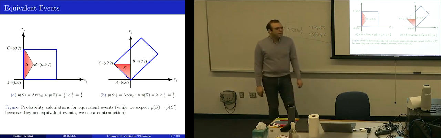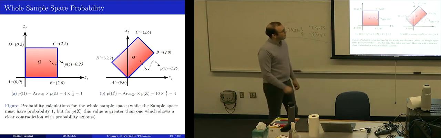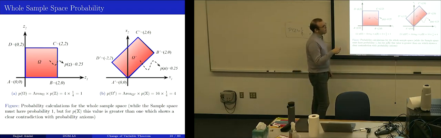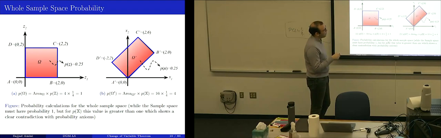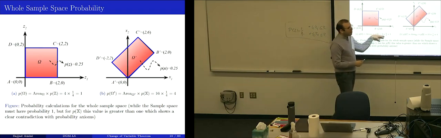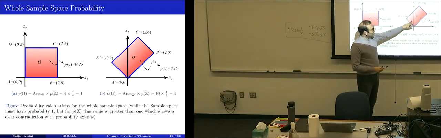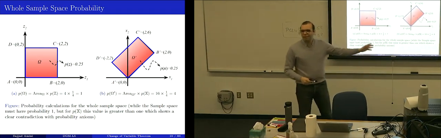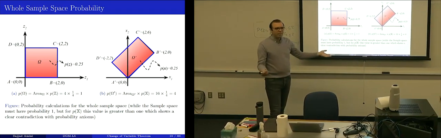What is the problem? Let's think of the complete space. We know that the probability of the sample space is equal to 1. So if I calculate the probability of the sample space in z, I get the summation equal to 1, which is expected. So it seems that everything works here. But if I calculate the probability of the sample space in this x space, I get 4. It is a contradiction with the axioms of probability. The probability of the sample space should equal 1.